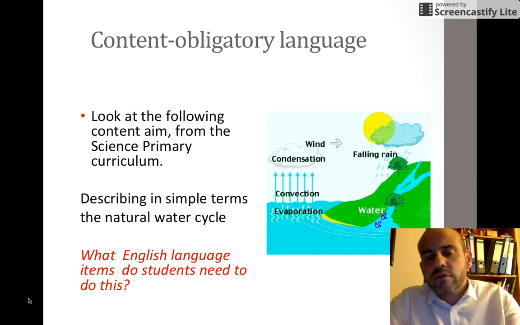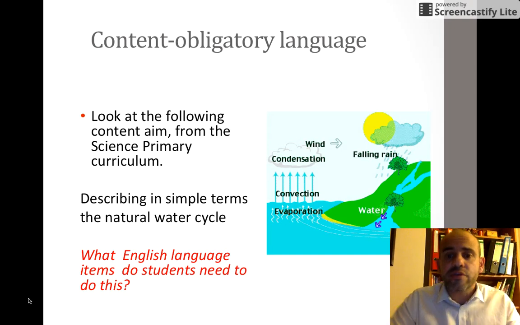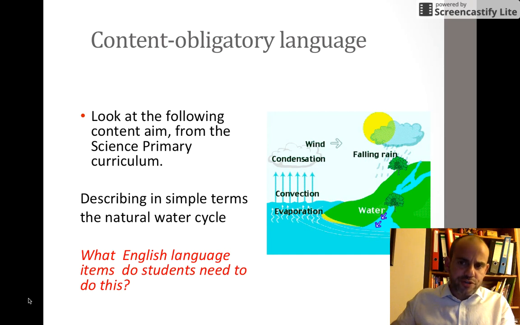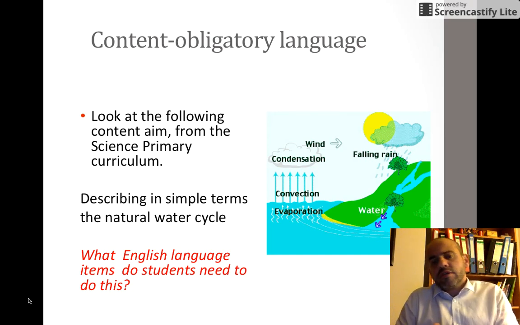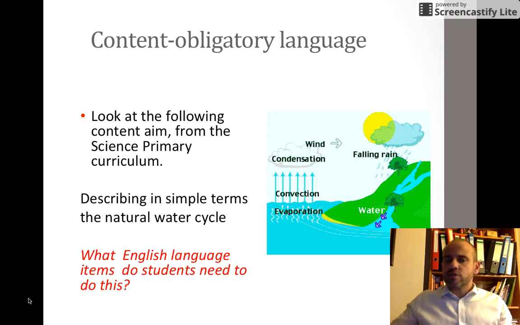Okay, now in this case, quite obviously, we notice that there are some lexical items. There are words like evaporation, condensation, wind, ice, river, sea. But there are also some grammar structures. When we talk about tenses, we might consider the simple present, or we might consider supporting our students to use connecting words, those grammar words that help connect the different sentences, words like firstly, secondly, next, eventually, finally, and so on.